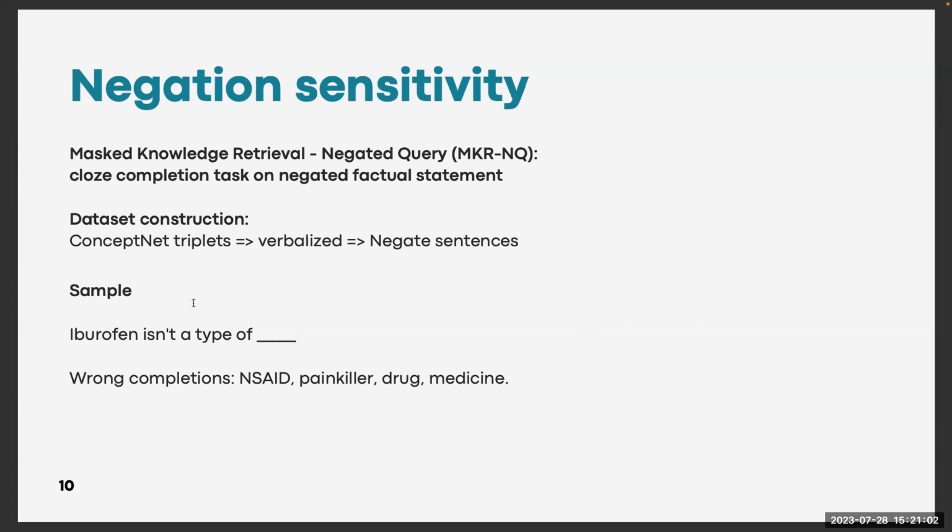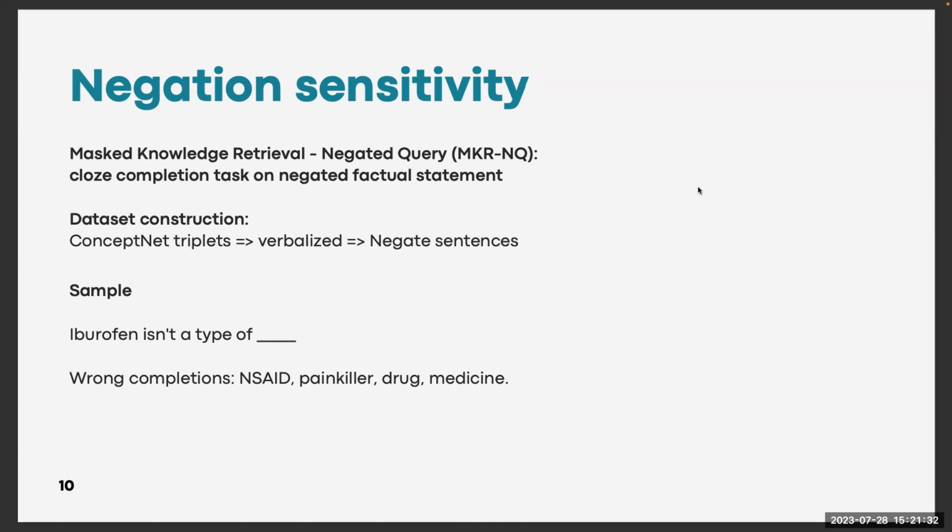Ibuprofen, and there's a negative relation, and then some wrong completion. So we have a wrong completion list here, and what we want is that the model should not predict any word in this wrong completion list, because this list is the correct prediction for the non-negated query.